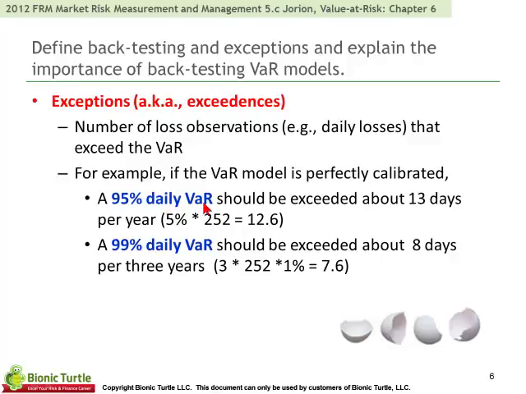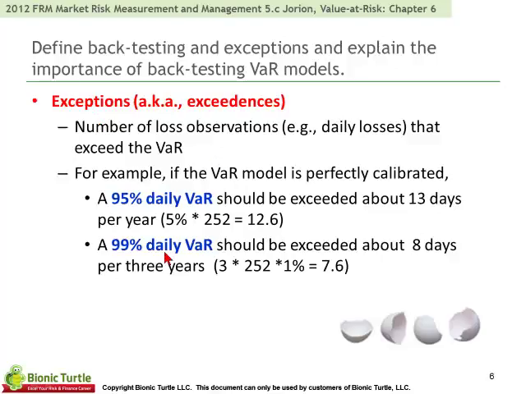So a 95% daily VAR should be exceeded about 13 days per year. How do we get that? Well, we assume 250 true trading days per year, and we produced our VAR based on this calibration. So we expect 5% of the time losses to exceed the VAR. We expect 5% exceptions, or 5% of the 252, or 12 or 13 would be about the mean expectation for the number of exceedances. So you can see that's still quite a few. A 95% daily VAR expects quite a few exceptions or exceedances during the year.